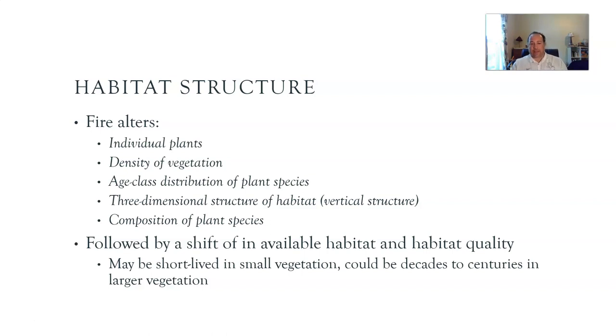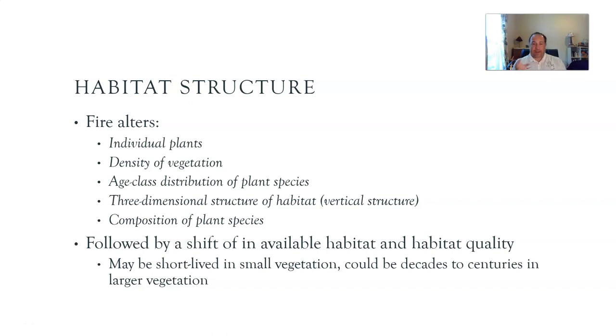And then, of course, that ties into the idea of fire altering the composition of plant species, because really, if you have a bunch of standing snags, you don't really have, let's call it a lodgepole pine forest anymore. You really have a grassland shrubland area that eventually becomes a woodland and eventually works its way back into a lodgepole pine forest, but it might be 30, 40, 50 years down the road before you really feel like you're back into that lodgepole pine forest again.